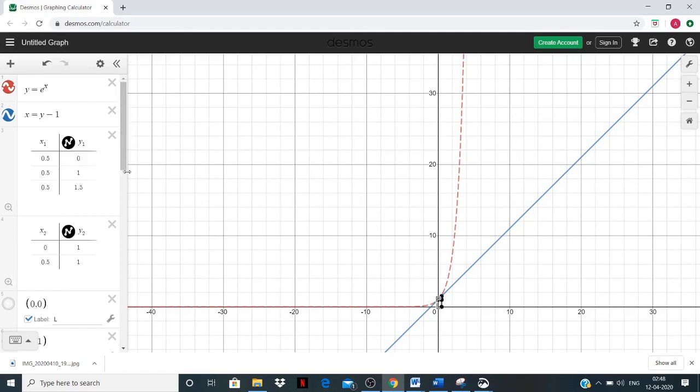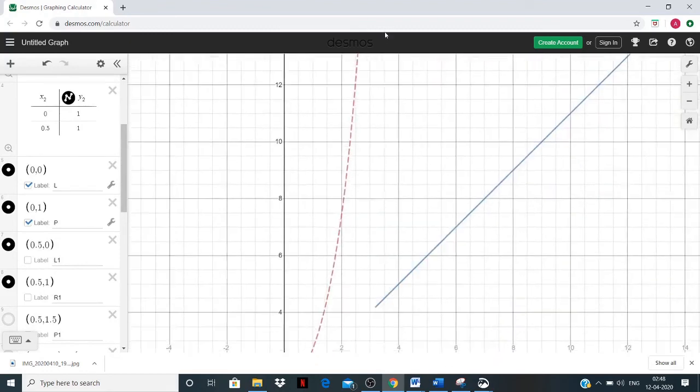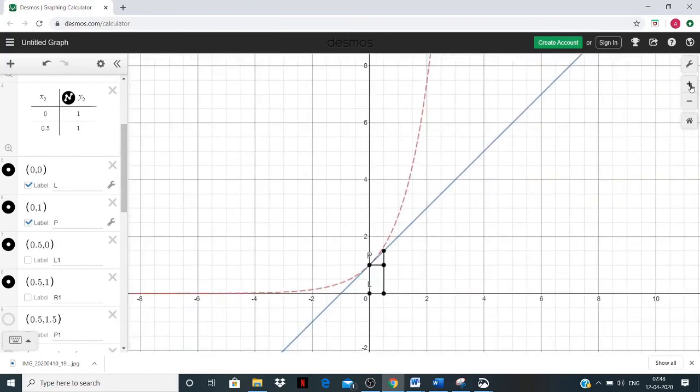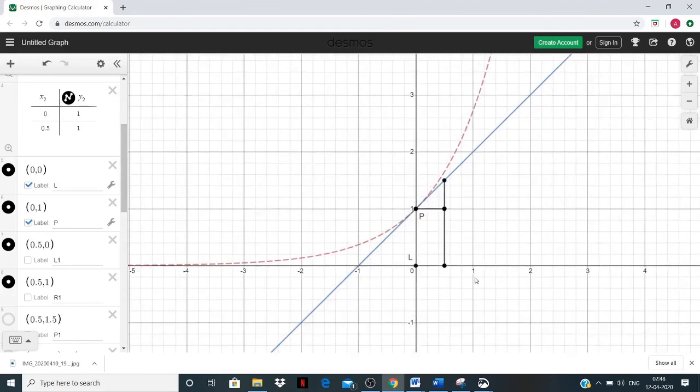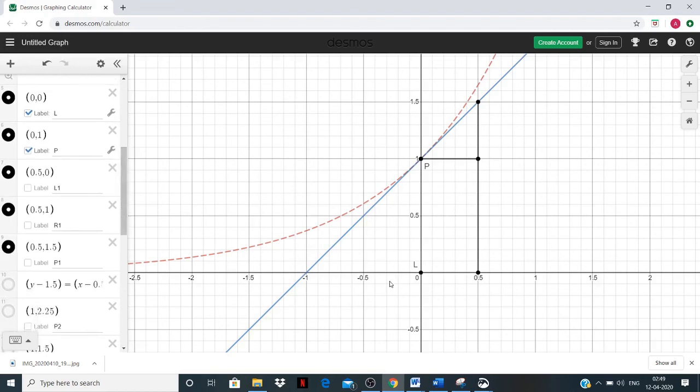Now to solve this further, we will zoom this image. We'll take an interval in this Euler's method. Over here I have taken the interval of 0.5. Now we'll find the value of y when x is equal to 0.5. To find this, we'll first label the points.